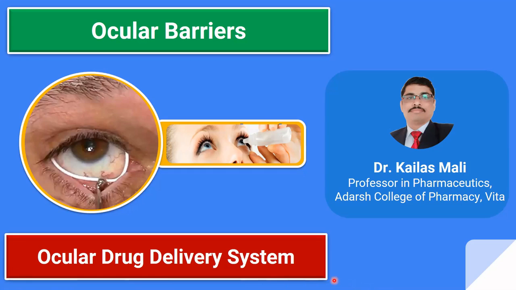In the last session, we started with the ocular drug delivery system and discussed the introduction, advantages, disadvantages, then anatomy and physiology of the eye along with various ocular routes of administration. In today's session, we are going to discuss the ocular barriers and various strategies to overcome these ocular barriers. So let us see the ocular barriers.